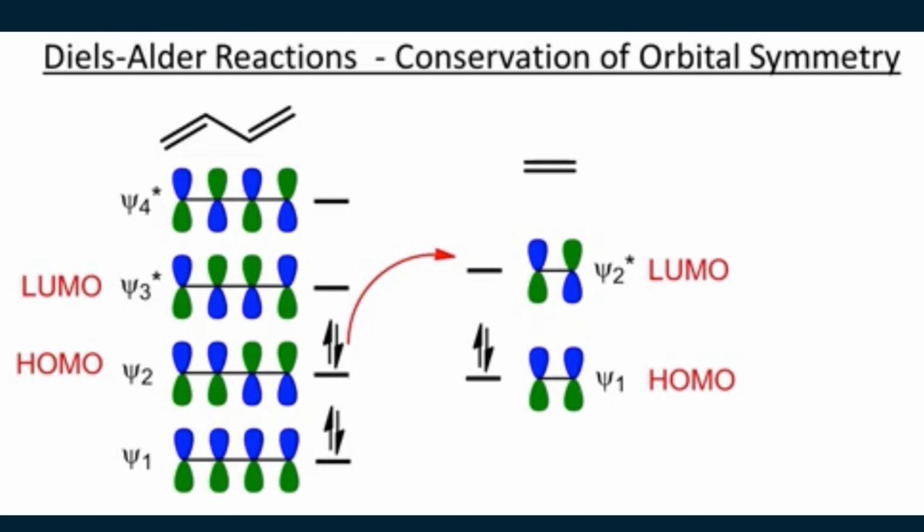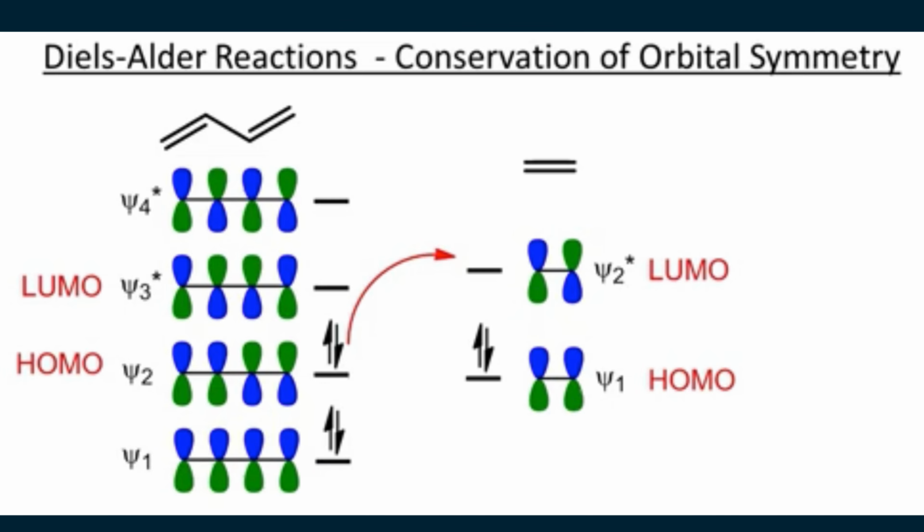Symmetry matching. For a concerted reaction to be allowed, the interacting HOMO and LUMO must have the same symmetry, both symmetric or both antisymmetric. Thermal versus photochemical. Thermal DA reactions require a suprafacial pathway. Allowed. Photochemical conditions are different, as excitation changes the symmetry of the HOMO, affecting allowed pathways.